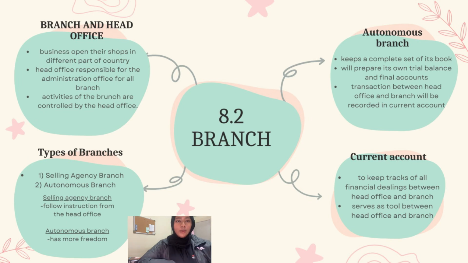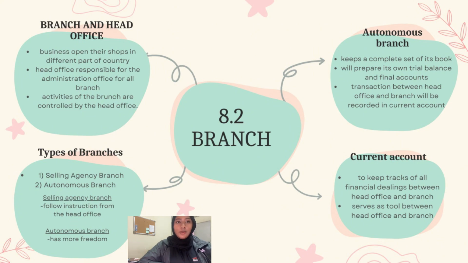So next, I will be talking about autonomous branch. Autonomous branch will also prepare its own trial balance and final accounts and send the copies to the head office. The autonomous branch will have a head office account in its books and the head office will have an autonomous branch account in its books. Any transaction between the head office and the branch will be recorded in the current account.